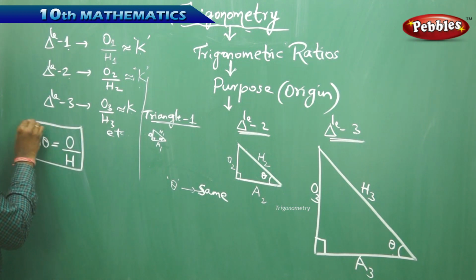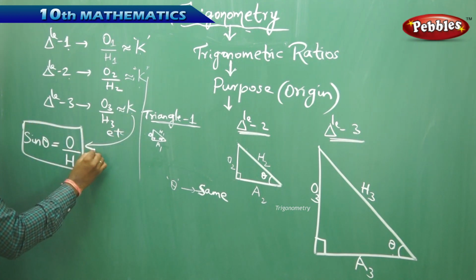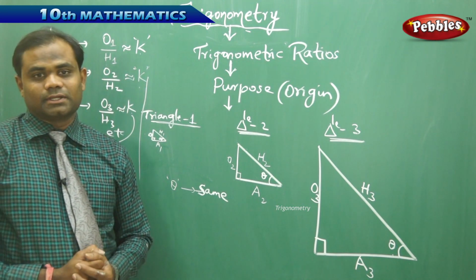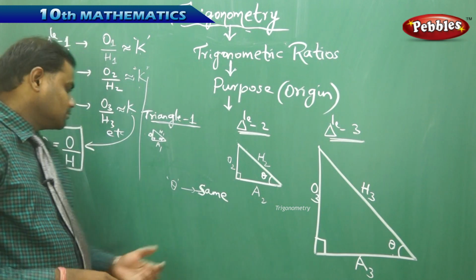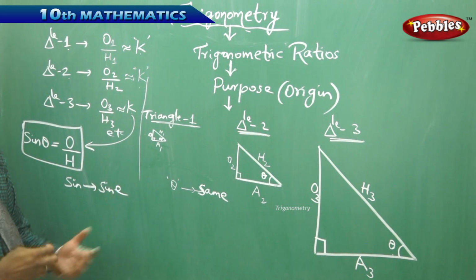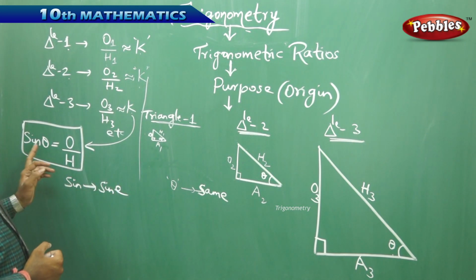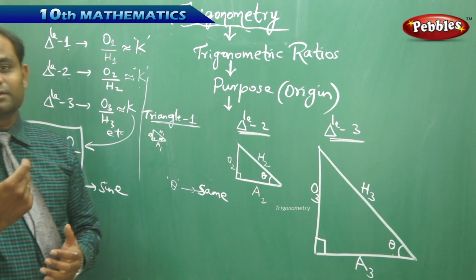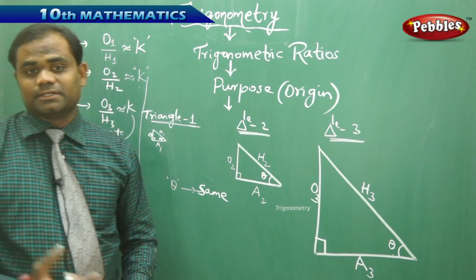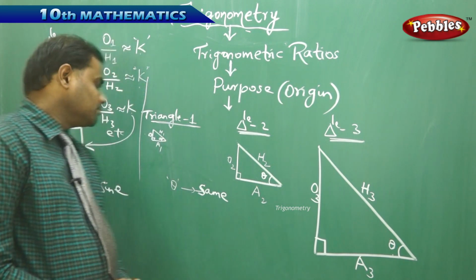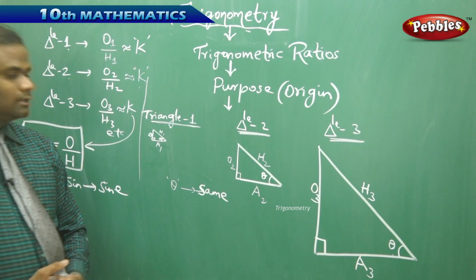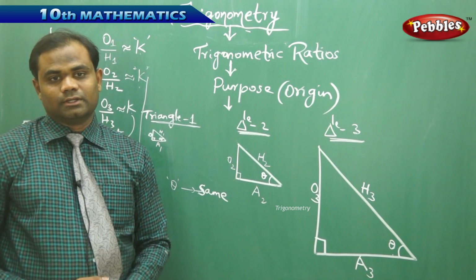The purpose of inventing this common thing was denoted with opposite side by hypotenuse, and it was defined as sine theta. The word sine, which stands for sine of theta, was taken as the root. So sine theta was the value given for opposite side divided by hypotenuse. So whatever k I get here is now called sine theta. When I divide the opposite side by hypotenuse, the value I obtain is called sine theta. And that is for any triangle with angle theta.